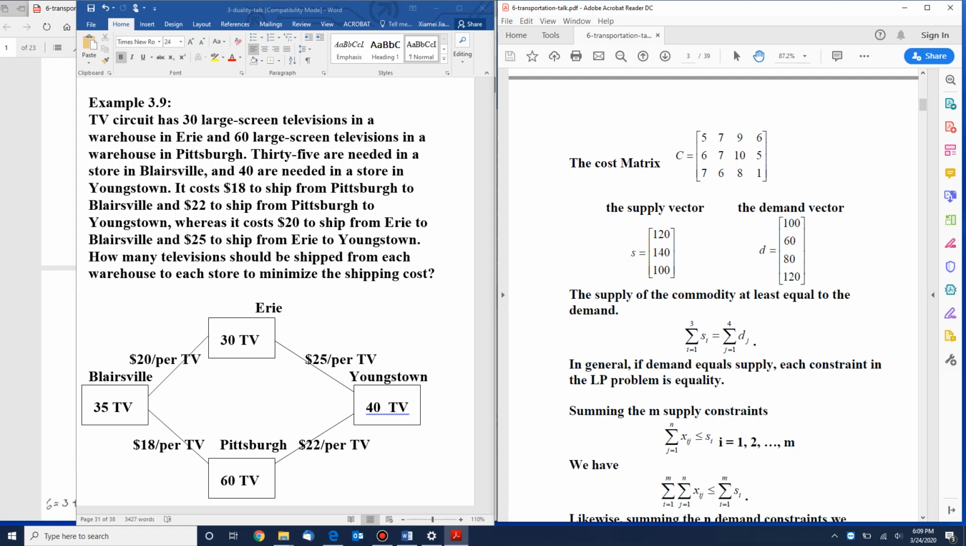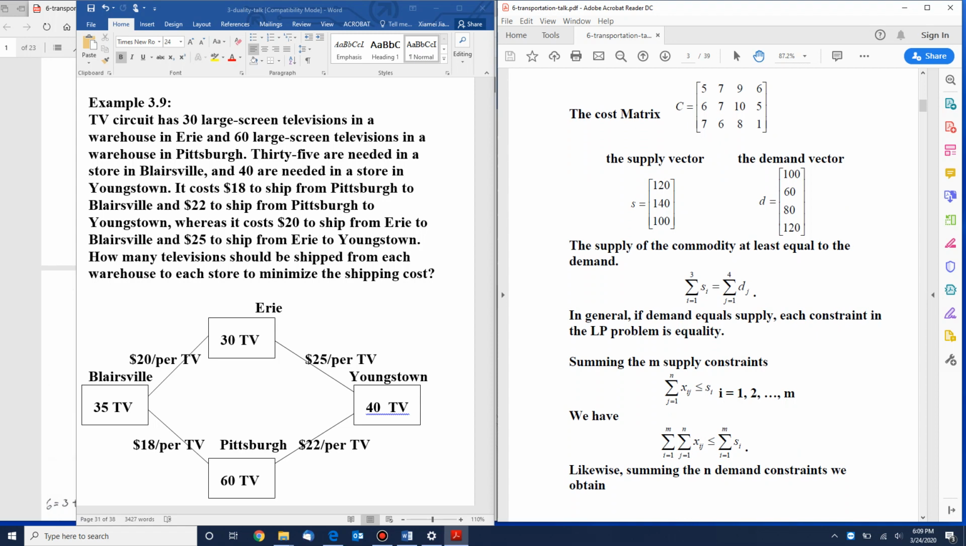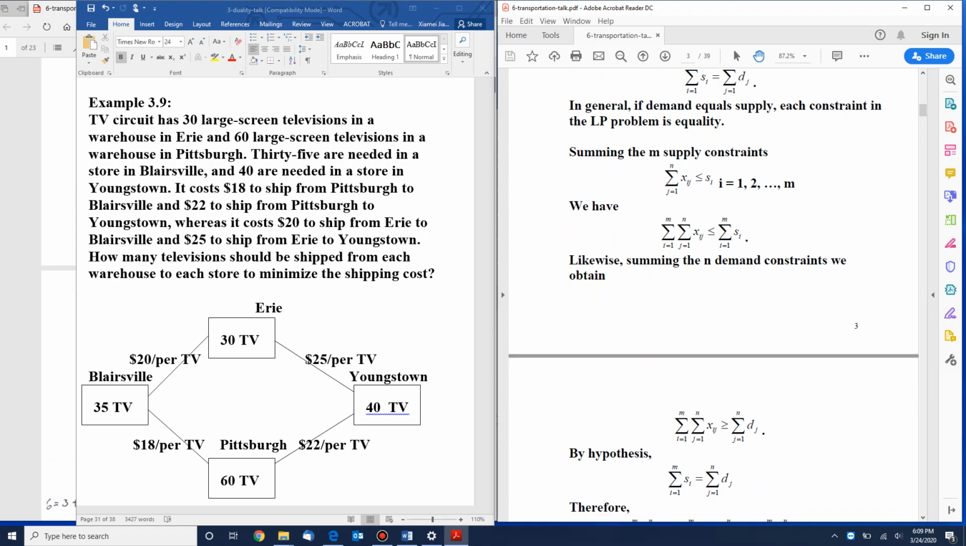Here we can easily prove it in the general case. Suppose we have m supply constraints, so we write them as the sum of xij less than or equal to si, for i from 1 to m. If we add all the constraints together, we have the total sum of the xij less than or equal to the sum of si, right? And the same, if we add all the demand constraints together, we have that the sum of xij is greater than or equal to the sum of dj.